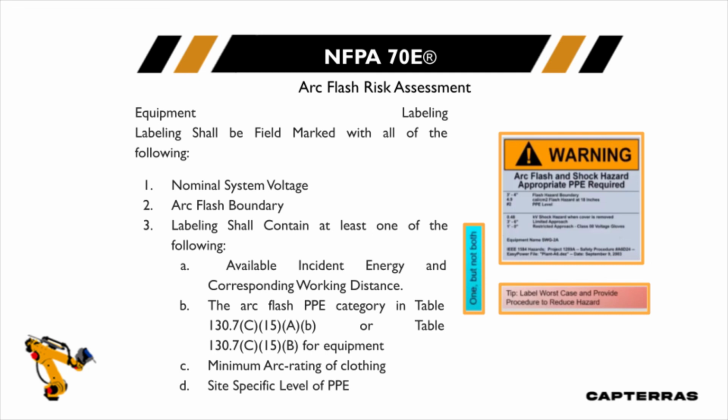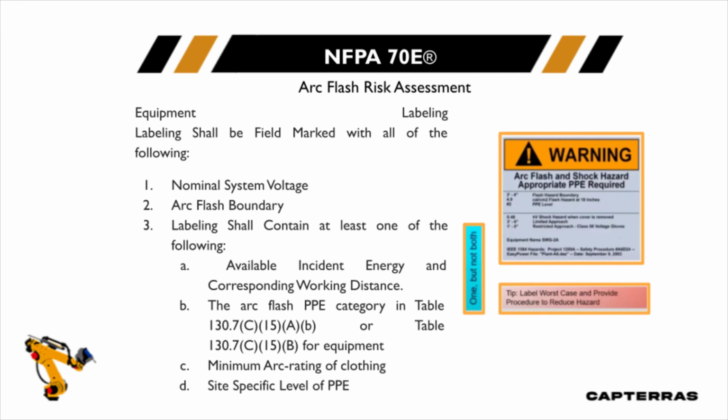I would label worst case and then always give a procedure to manage it down to best case. A procedure where you have to go through certain steps and control, for example, maybe you lock out the generator alternate source. So lock out, tag out on the generator alternate source. So again, when we look at labeling, the label gives us information.